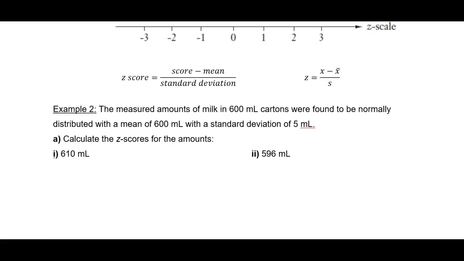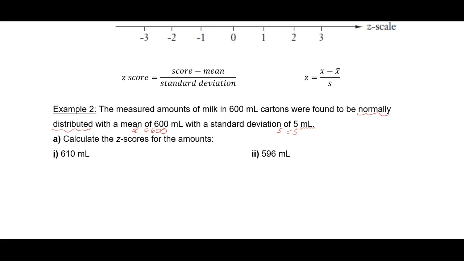So I have 600 ml cartons of milk, normally distributed. Right, if it doesn't say that, we can't use any of these rules with standard deviation and empirical rules and all that stuff. But the mean is 600. So x bar equals 600. Wonderful. Standard deviation, let's put the S in here. Standard deviation equals 5.